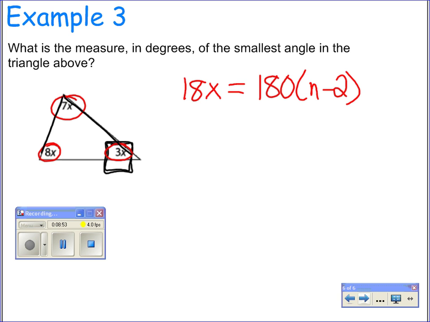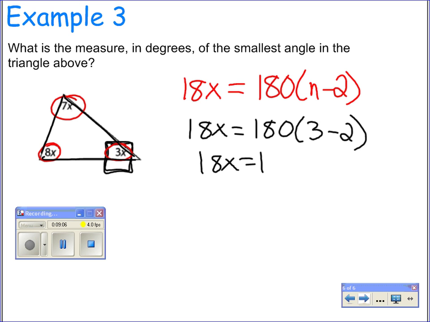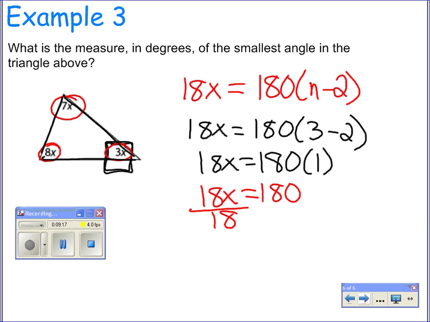Now there's 1, 2, 3. So of course a triangle is going to have 3 sides. So we are going to substitute or plug in 3 for n. So again, this is just like the other problems. Next thing you want to do is subtract what's inside parentheses. 3 minus 2 is 1. We end up with 18x is equal to 180. We want to get x by itself. So we will divide both sides by 18. We get x is 10.